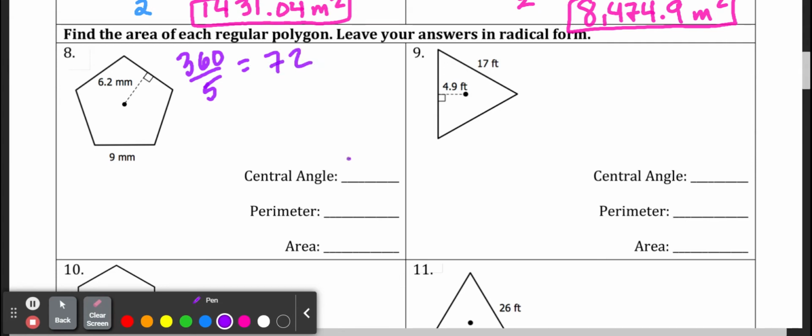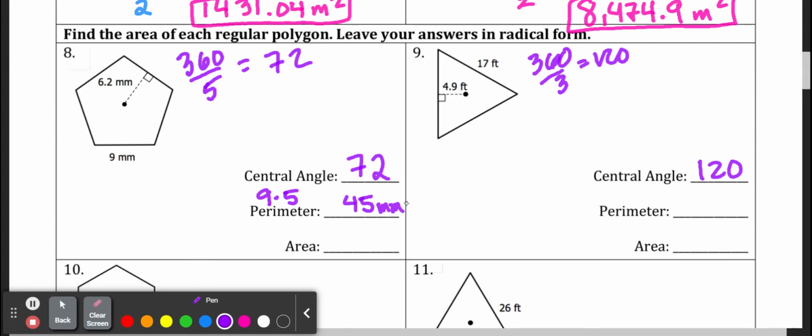So the central angle is 72. For this one, it's 360 divided by 3, which is 120. Okay, so I got my central angle. Perimeter is pretty easy, just 9 times 5 here. So it's 9 times 5, I got that one, 45 millimeters. And then this one is 17 times 3, which I'm cheating, I'm doing it, 51 feet.